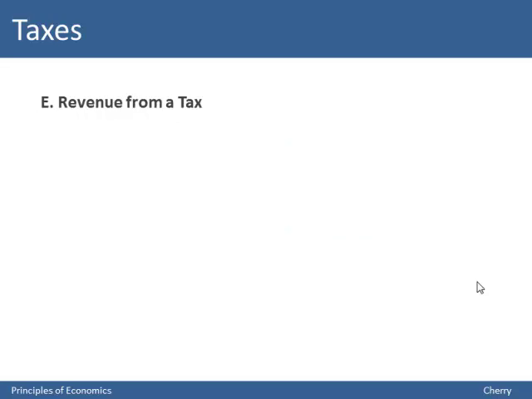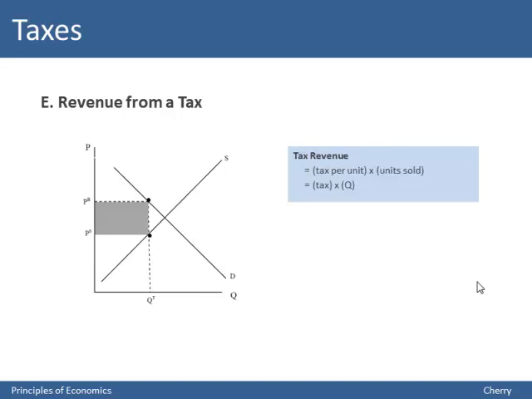All right, so now let's look at the revenue from a tax. Tax revenue equals the tax per unit times the units sold. Essentially, the tax level times the units. So that's represented by this shaded area, which is calculated by simply the tax times quantity. So the difference between price the buyer pays and the price the seller receives times the number of units, Q.